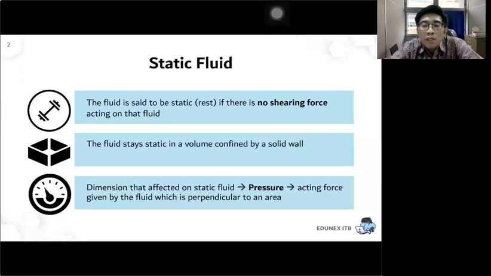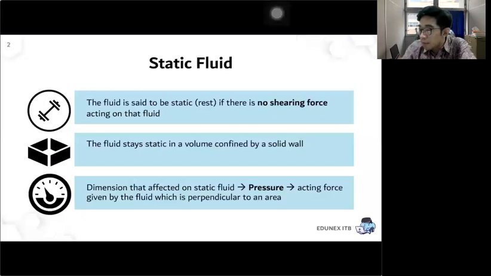So there will be what we call a container or the boundary volume of the fluid. The fluid will have a certain volume and it will be contained in the solid wall. In a static fluid, the property that is experienced by the fluid is pressure.